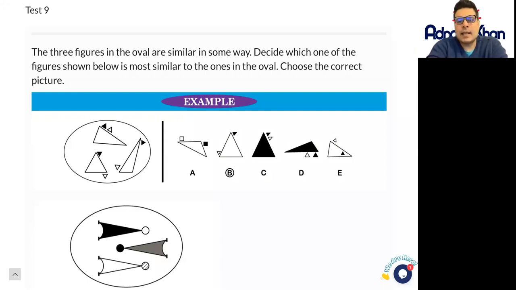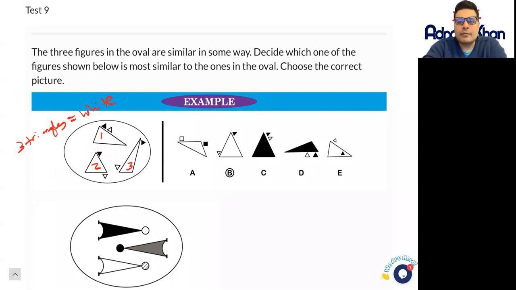So this is the big oval. And here we've got three shapes. We've got 1, 2, and 3 figures. Now, what's similar between these figures is that you've got 1, 2, and 3 triangles. They're not exactly the same triangles, but they're triangles. And all 3 triangles are white in color. So that's a similarity.